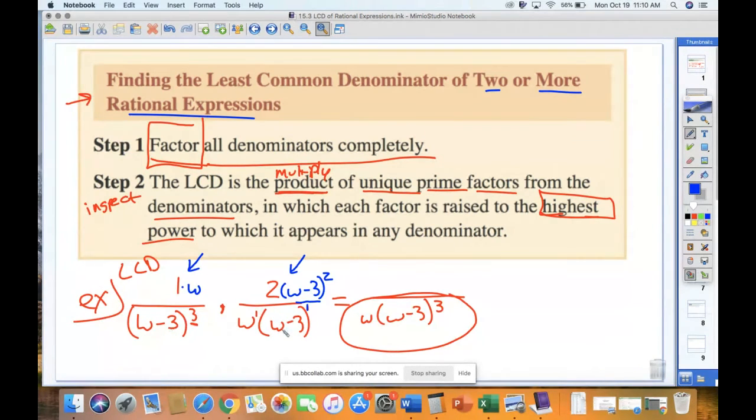What I did was I found the least common denominator first. It was already factored for me. I found the least common denominator, and then I worked back and said, what do they need to get our numerator and denominator equivalent? Okay, I'm going to change it to this. What has this got to become? And that means this needs a w underneath, and this needs cubed underneath, if I'm going to change it to this least common denominator.